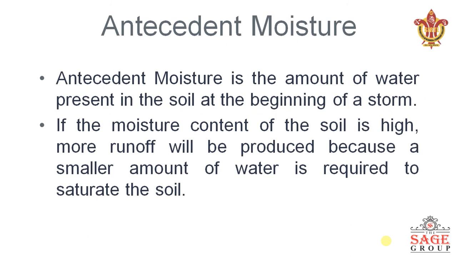Antecedent moisture means the moisture which is present before the beginning of a storm or before the event of rainfall. So antecedent moisture is the amount of water present in the soil at the beginning of a storm. If the moisture content of the soil is high, there is more runoff because a smaller amount of water is required to saturate the soil.